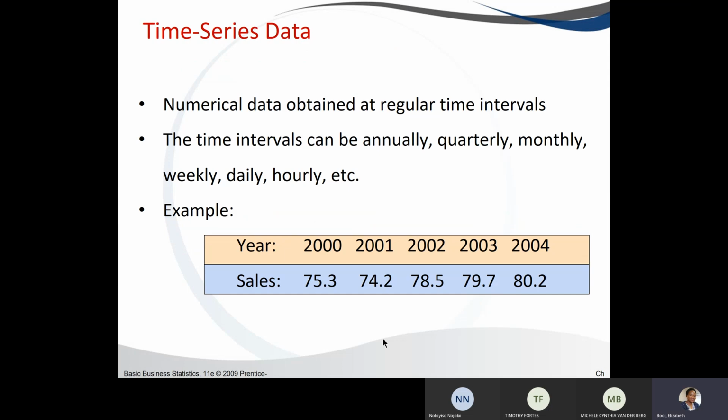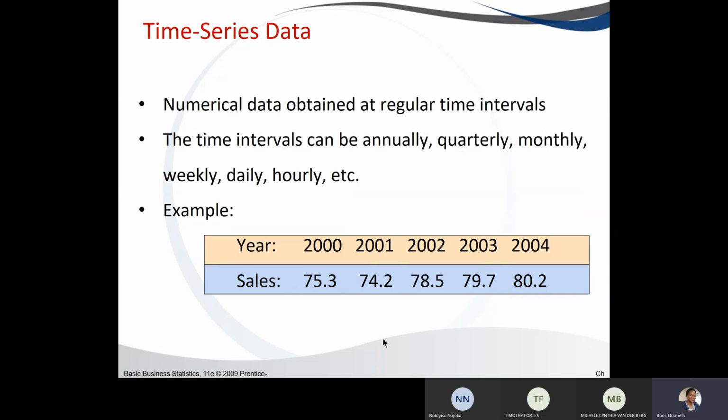So what is time series data? Like I said, it's longitudinal data. It means it's numerical data obtained at regular time intervals. And these periods can be different. It can be something that you observe every year, or on a monthly basis, or on a quarterly basis, or weekly, daily, hourly, and so forth, as long as you are able to track it over a period of time.